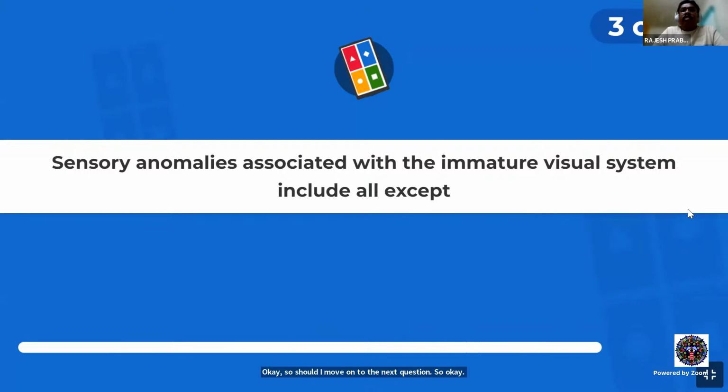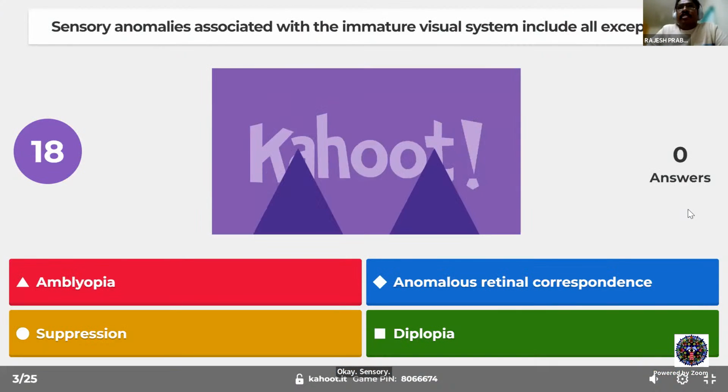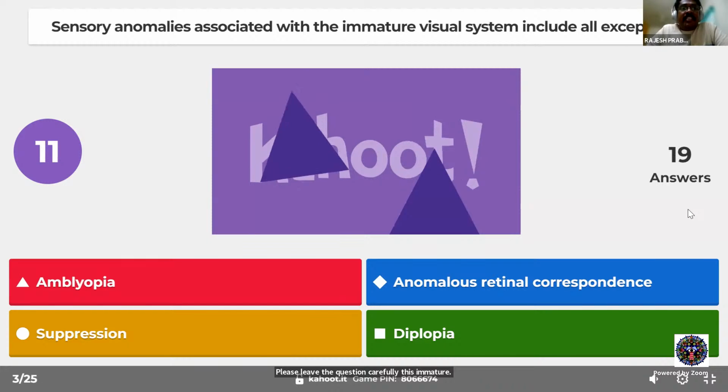Sensory anomalies associated with the immature visual system. Please read the question carefully. It is immature visual system. Include all except amblyopia, ARC, suppression, and diplopia.